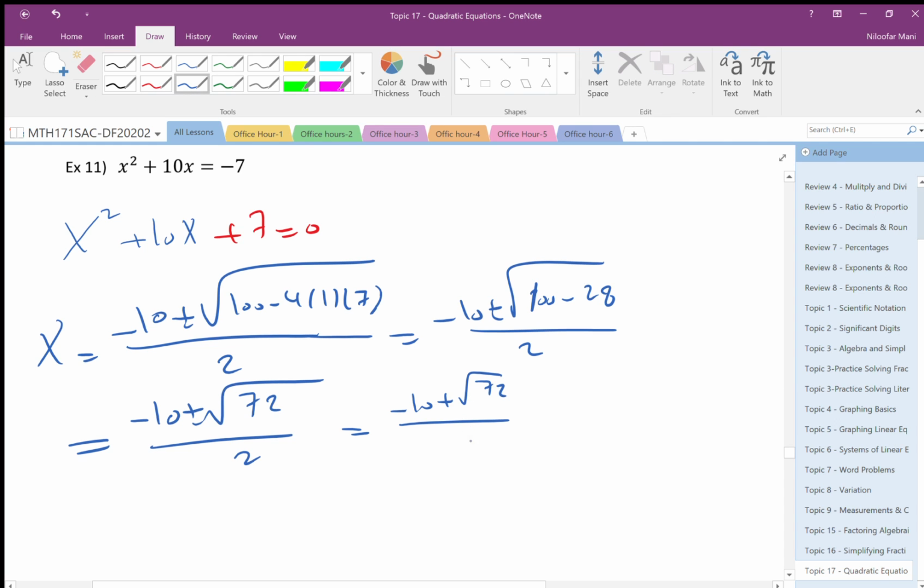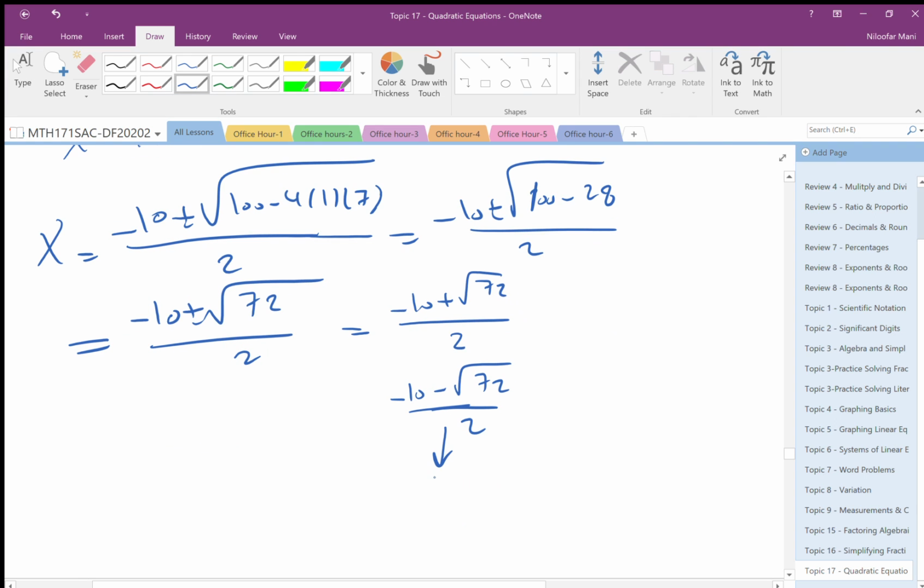That you can simplify, radical 72. Maybe you can simplify with the 2. Yes, but if you don't, it doesn't matter. Okay, so that's that here. That's exact: minus 10 plus radical 72 over 2, and minus 10 minus radical 72 over 2. These are both exact.